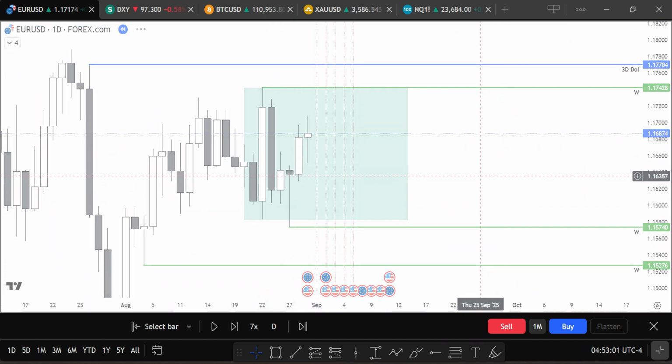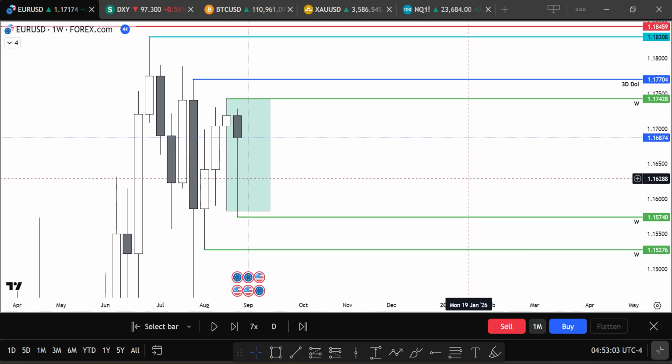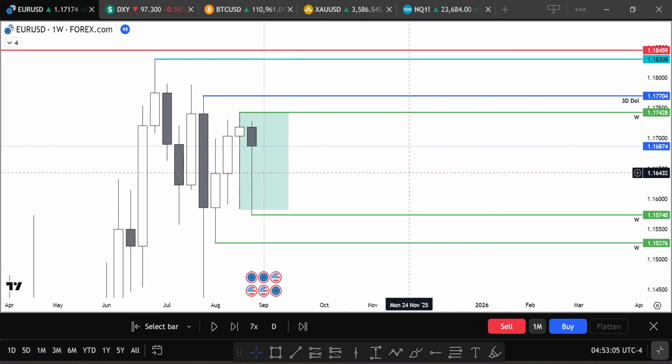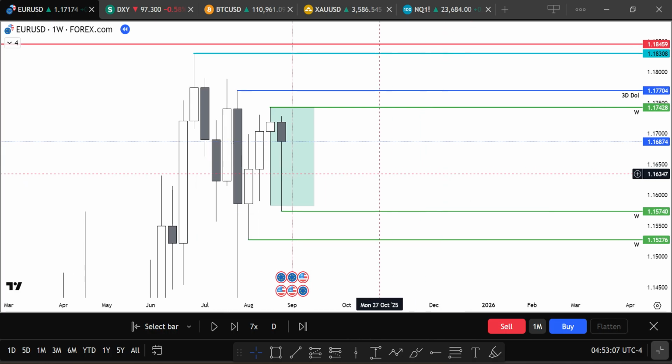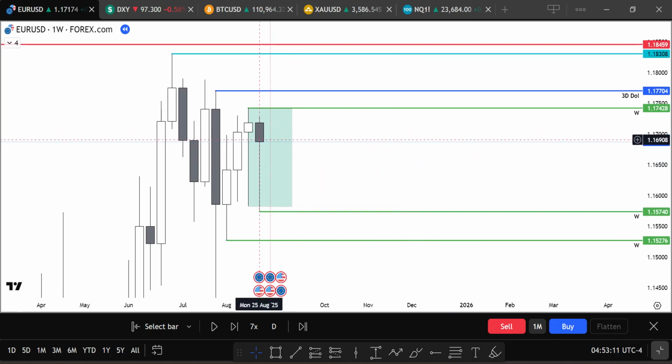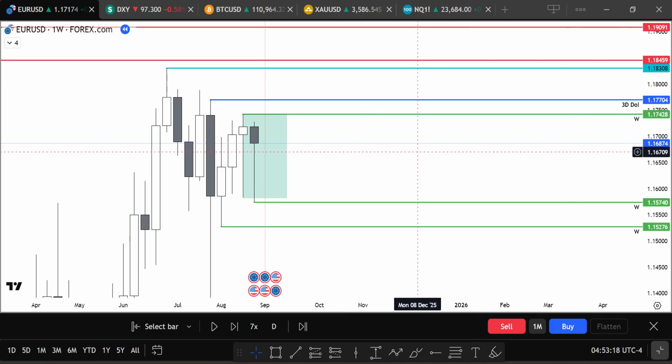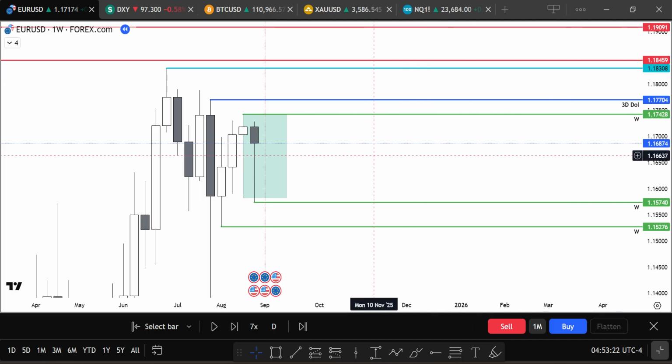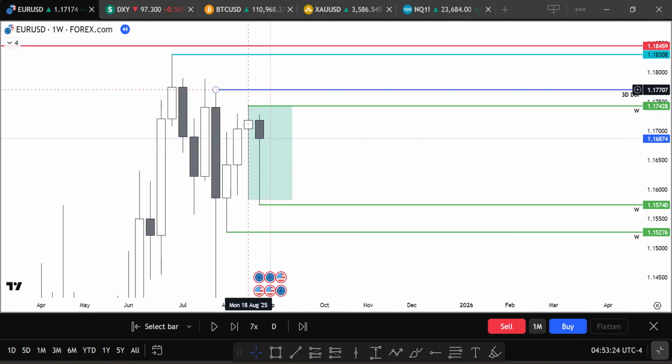First of all, we have to check how the weekly candle closed. When you check this candle, this is the last week candle. This candle closed bearish, but you can see this candle swept this candle low and closed under the range. So we cannot expect the bearish side. We only expect the bullish side because we have the 3-day drawdown liquidity. So price has to complete this drawdown liquidity, right?